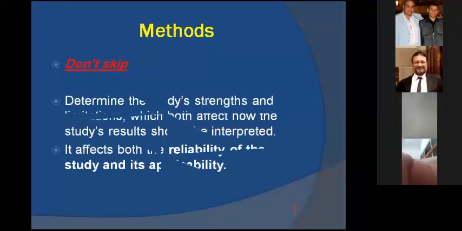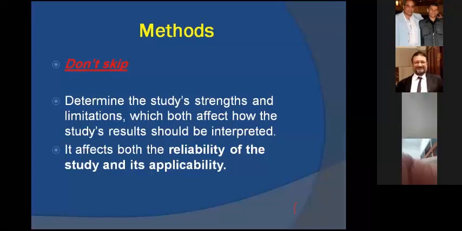Why is it important? Because it determines the study's strengths and limitations, which both affect how the results should be interpreted, and it also affects both the reliability and applicability of that study.